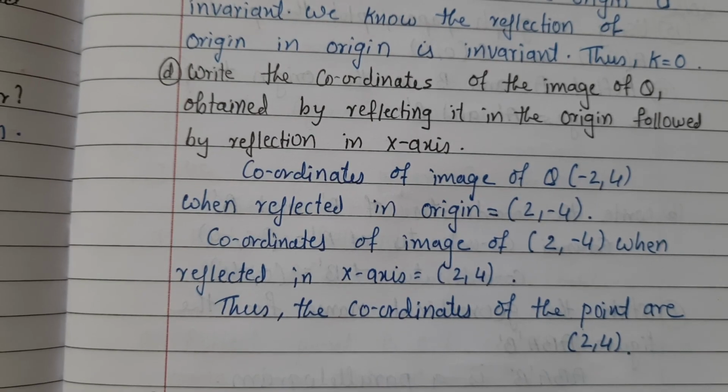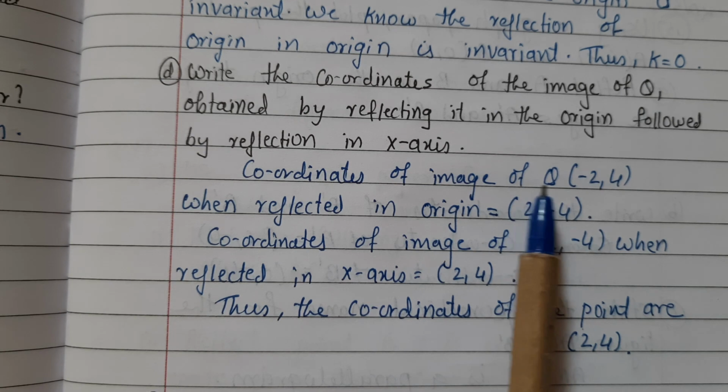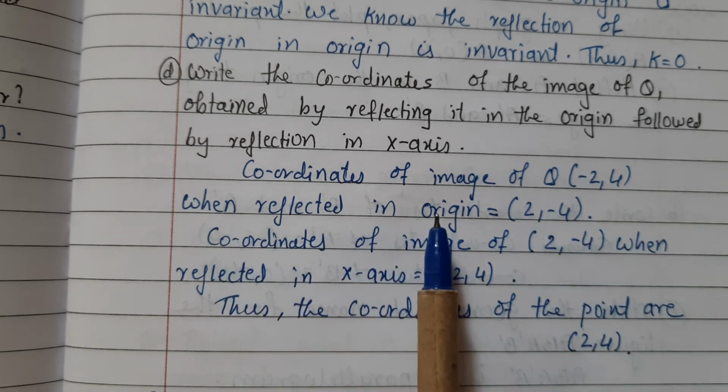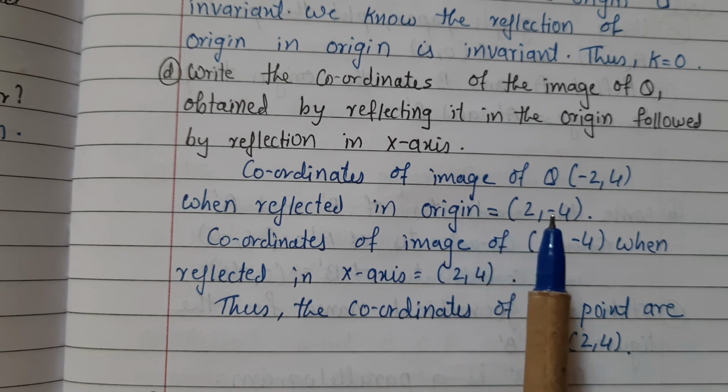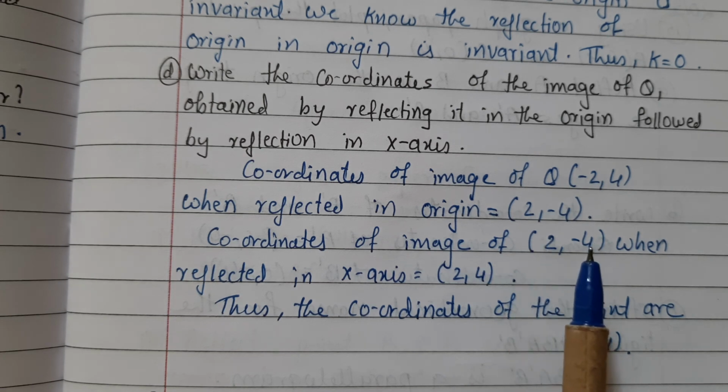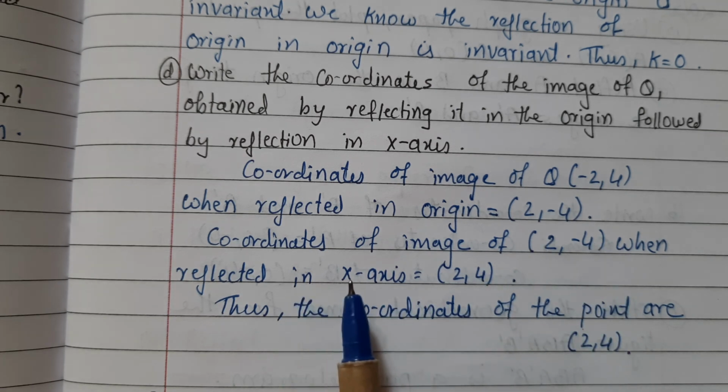D part. Write the coordinates of the image of Q obtained by reflecting it in the origin followed by reflection in the x-axis. The coordinates of the image of Q (-2, 4) when reflected in the origin will be (2, -4). The image of (2, -4) when reflected in the x-axis will be (2, 4). Thus, the coordinates of the point are (2, 4).